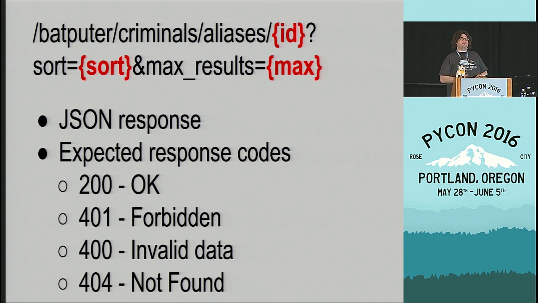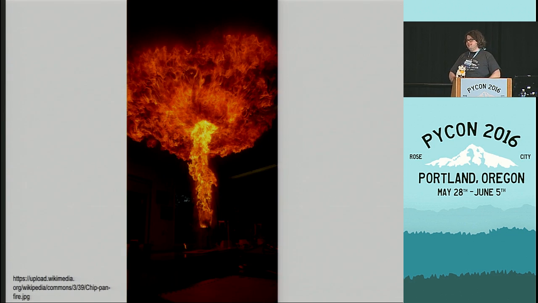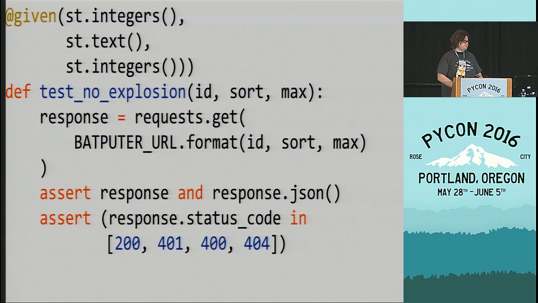So think about how we would test this API. And keep in mind, I'm not trying to say the API works. I'm not promising that. All I'm promising is that it didn't explode. That's the big thing to take away. And here's what that test looks like. I give it my properties of an integer, I give it my parameters of an integer, some text, some other integer, feed it into my test. I simply make the API call. I verify, no matter what happened, that the response came back as JSON, and that the status code is in one of my expected status codes.